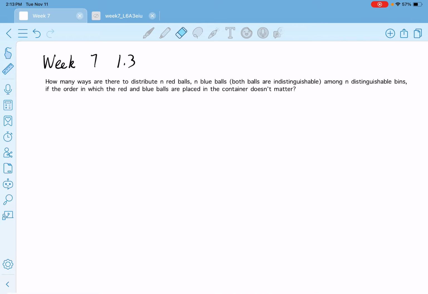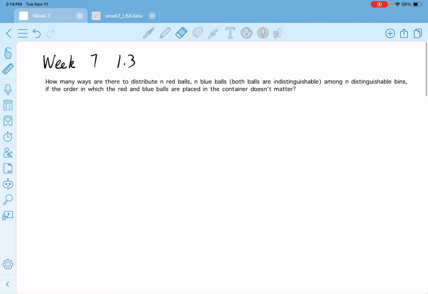For this problem, it is the classical variation of the balls and beans problem, and we will delve into it deeper in this video. So how many ways are there to distribute n red balls and n blue balls, where both balls are indistinguishable, among distinguishable bins, if the order in which the red and blue balls are placed in the container doesn't matter?